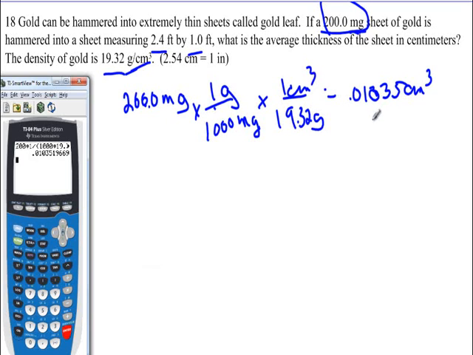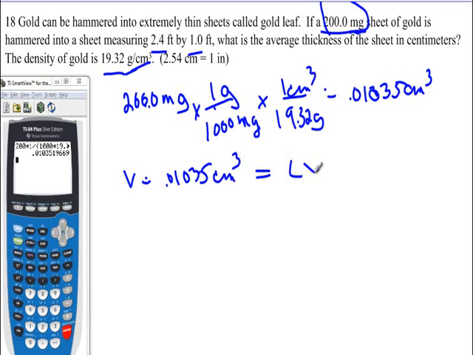So far I can keep 4 sig figs because I'm still doing my volume, and I'm using dimensions that allow me to get that. All right. So I have my volume equals 0.01035 centimeters cubed. And I also know that volume is equal to length times width times height.